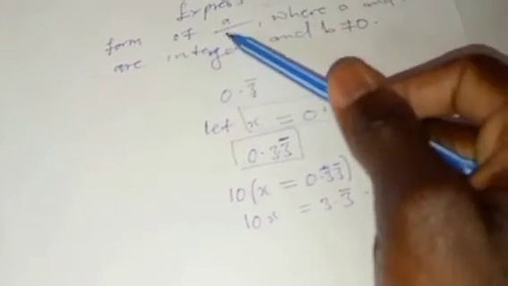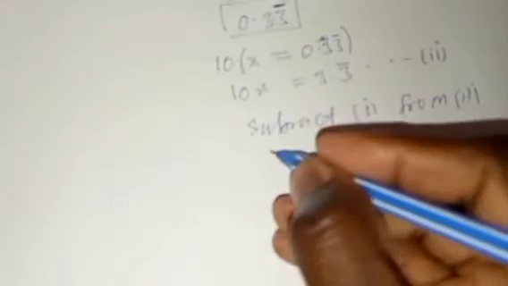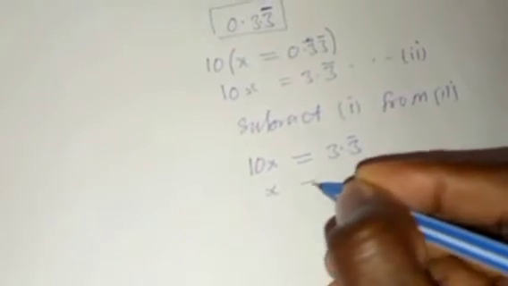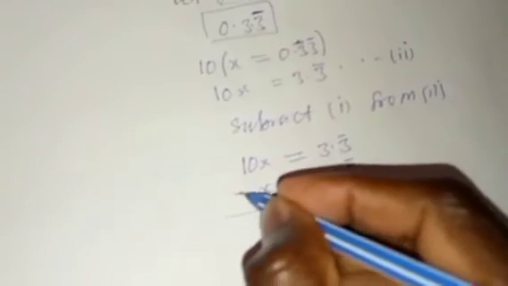Since it is my second equation, what am I supposed to do to express it in that form? I will subtract equation 1 from the second equation. So we're going to have 10x equal to 3.3 bar, then minus x, which is equal to 0.3 bar.